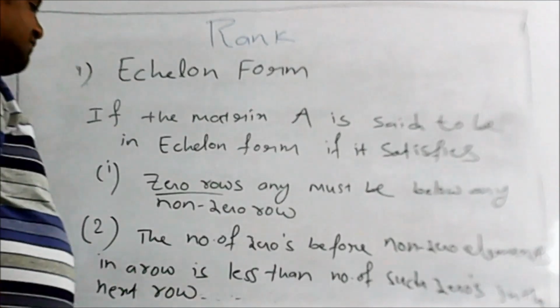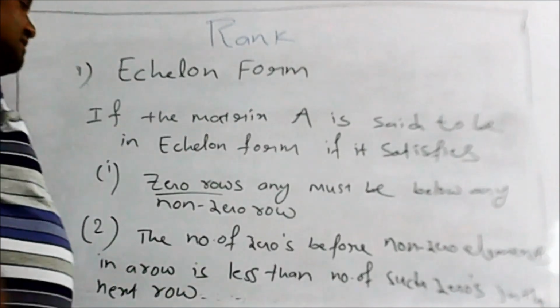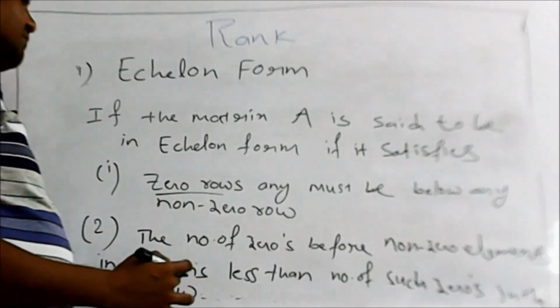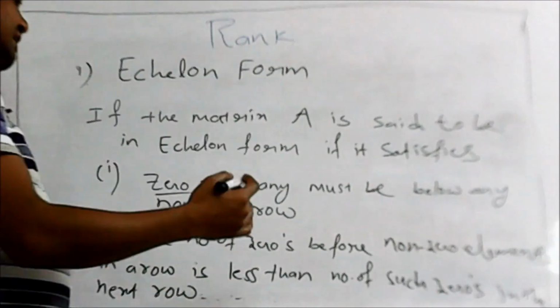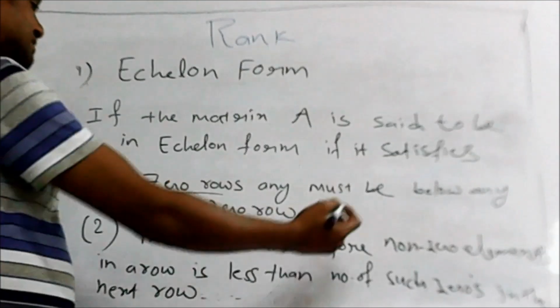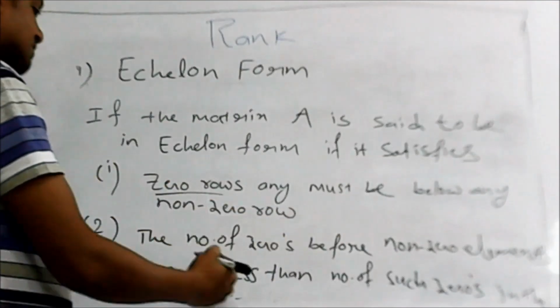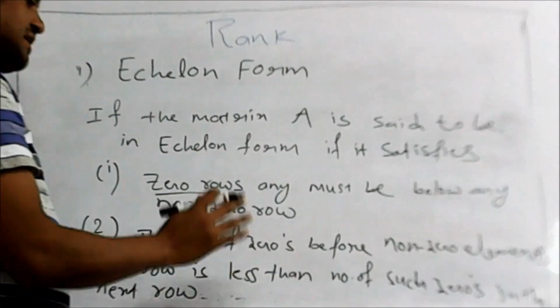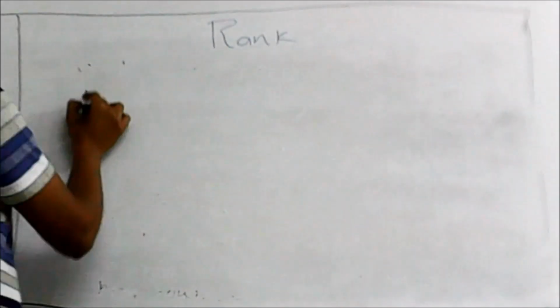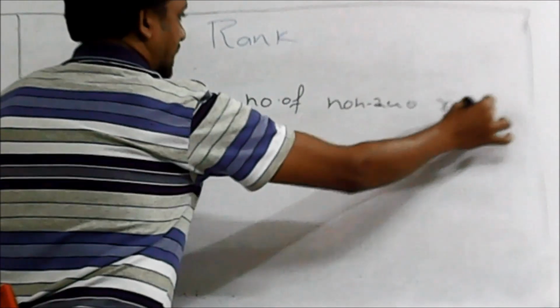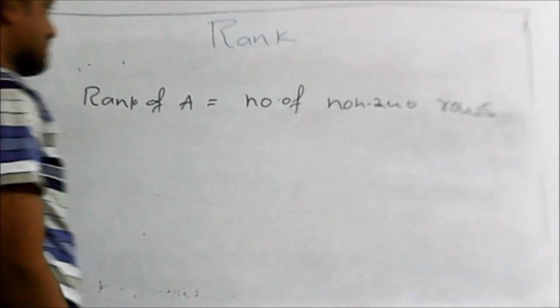We are going to use row transformations. We convert the matrix into an upper triangular matrix. There you will get the number of zeros before non-zero elements less than the number of such zeros in the next row, which means it must be in increasing order. I will explain through an example. The number of non-zero rows is nothing but the rank of A.